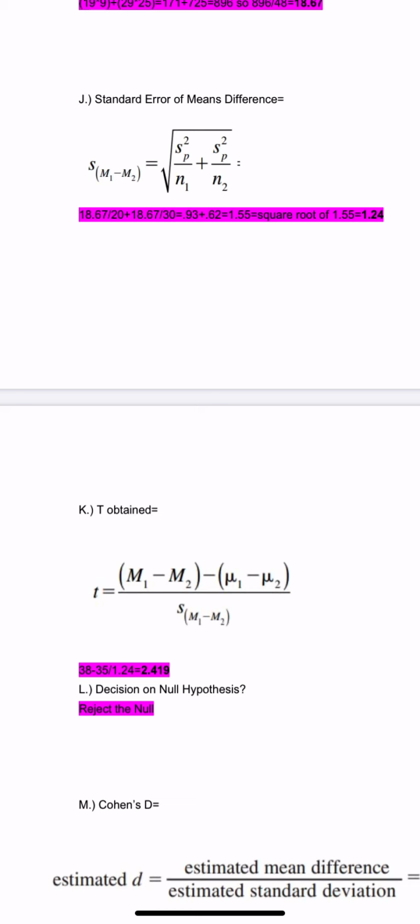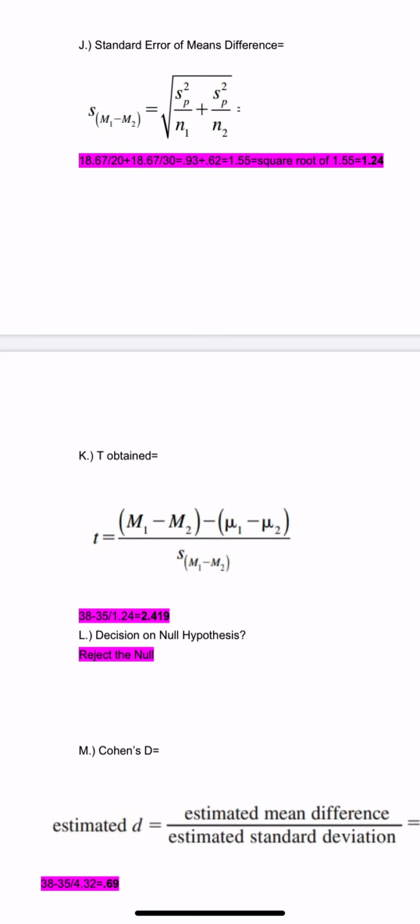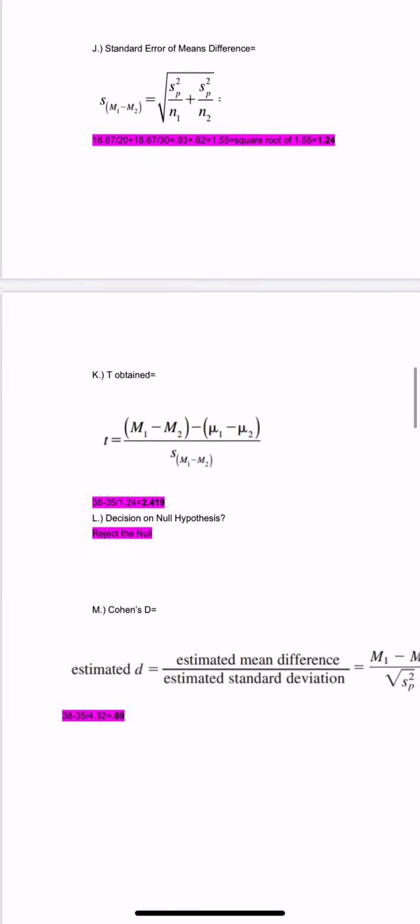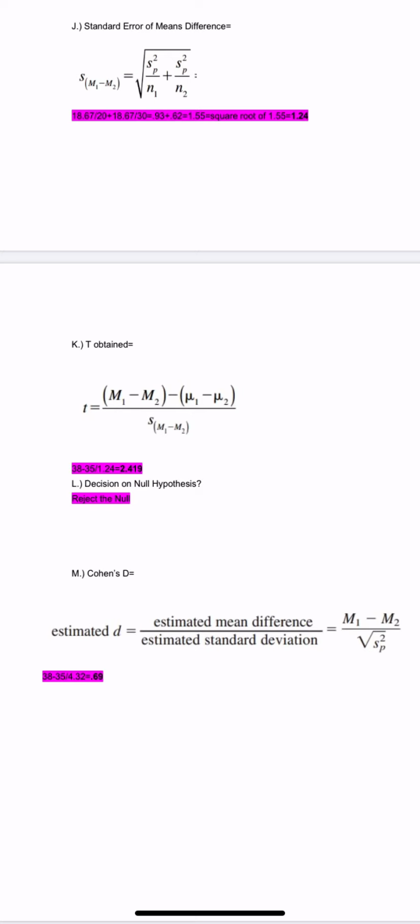2.419 is larger than the critical t value that we are comparing it to. Decision on the null, we are rejecting the null. Again, we're going to do a Cohen's d: mean 1 minus mean 2 over the square root of the pooled variance equals 0.69, and you're done.